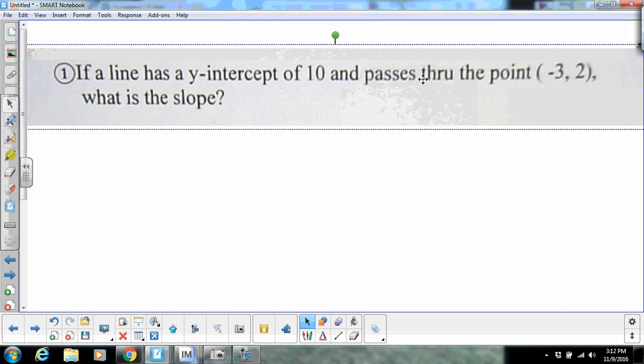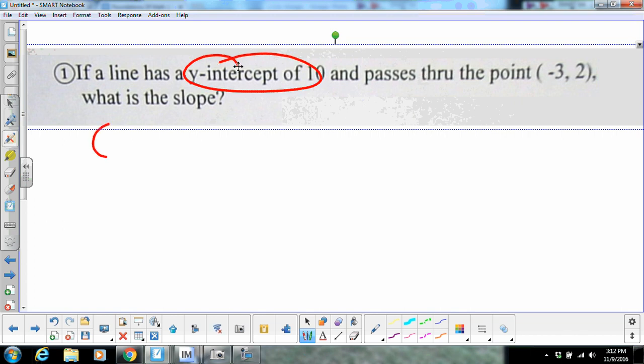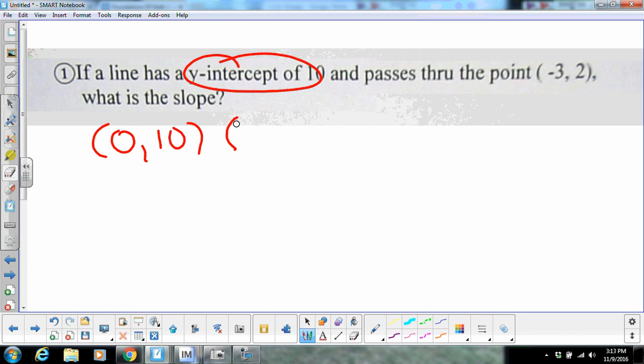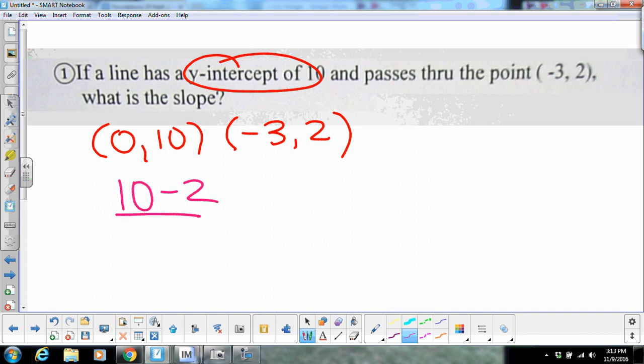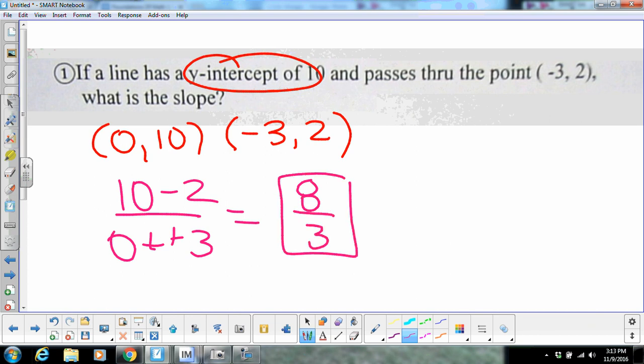Okay, here are a couple problems from your homework tonight. If a line has a y-intercept of 10, that gives me the point (0, 10), and the other point they gave us was (-3, 2). All they want me to do is find the slope, so I'm going to use my slope formula: 10 minus 2 over 0 minus negative 3, which gives me 8 over 3 as my slope.